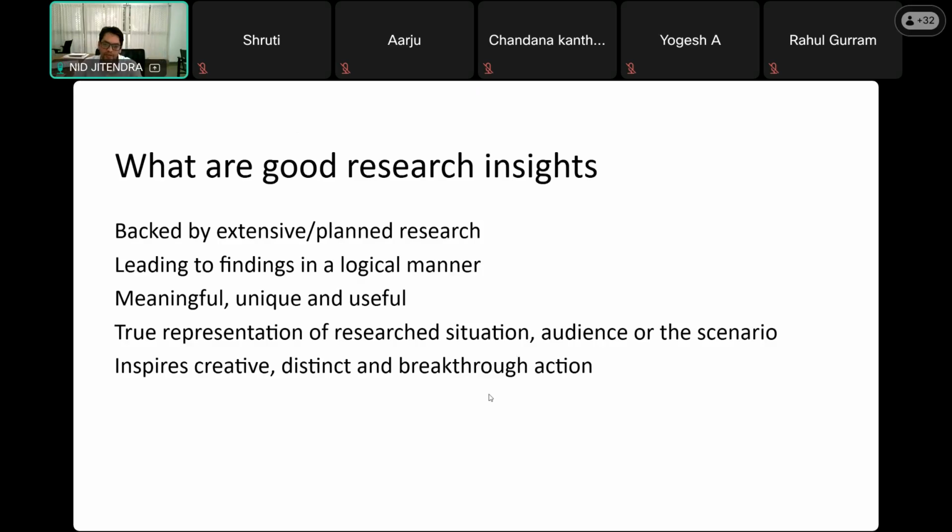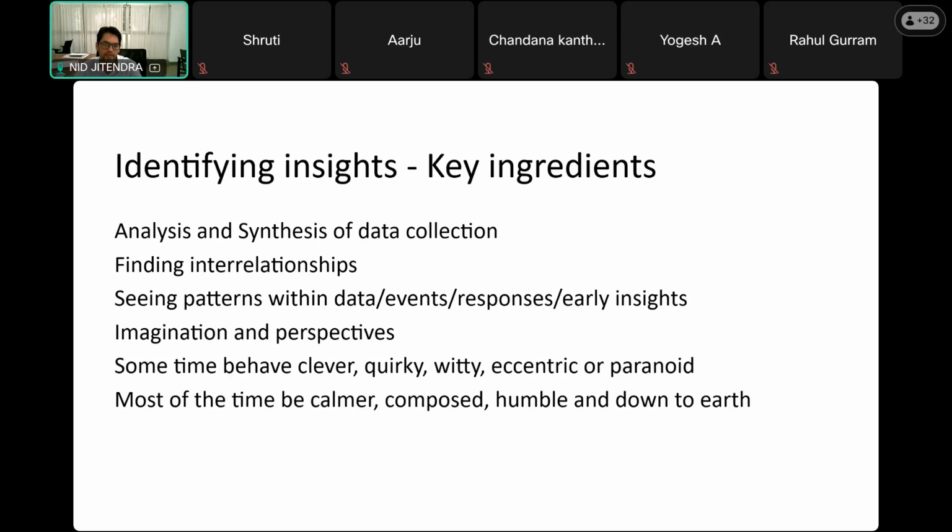True representation of the research situation. It should always answer your question, what you have taken up and how you framed it at the start of your research. Insight should inspire creativity. It should inspire breakthrough solutions. So insight should not be an ordinary statement, a me-too situation where you are not able to get additional advantage for your enterprise.